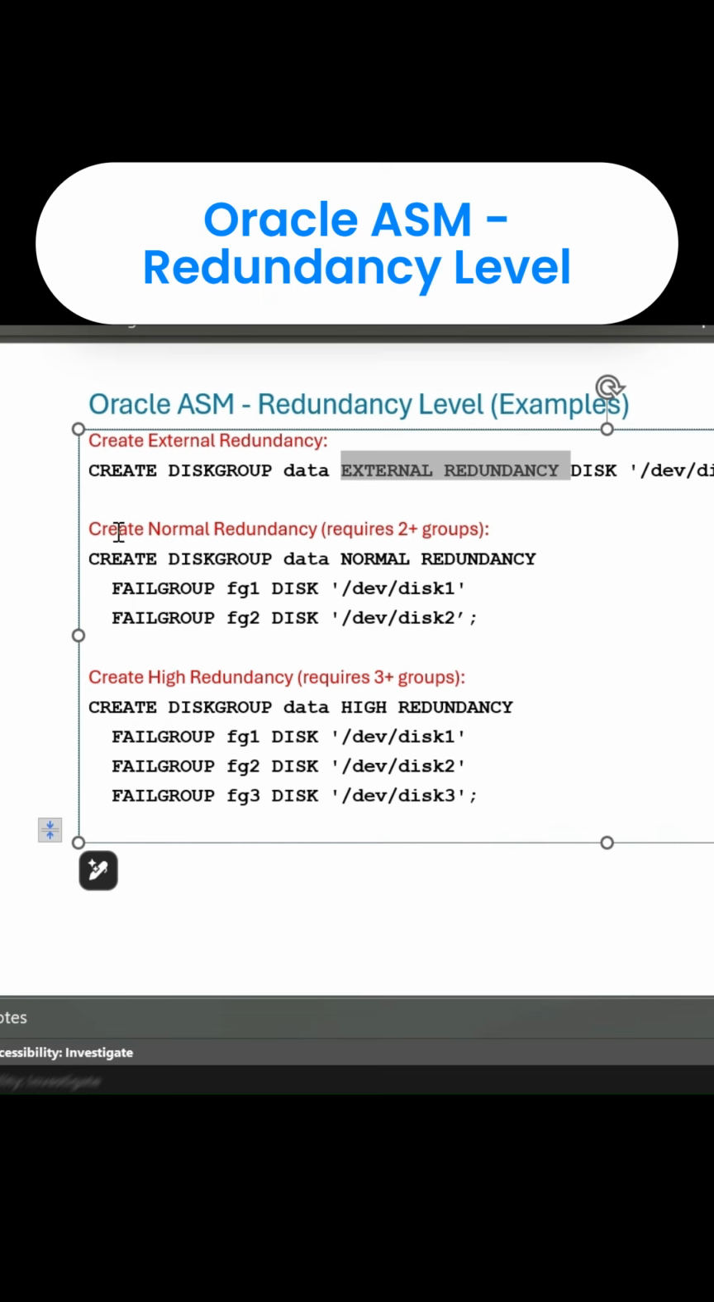And then normal redundancy. Create diskgroup data normal redundancy. This is the default redundancy level. So I need to provide two failure groups. A minimum of two failure groups is needed.